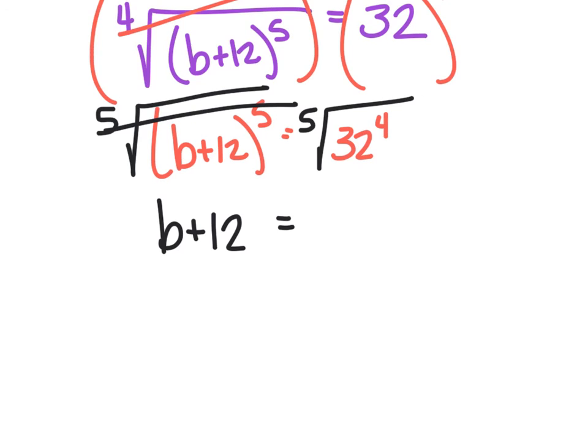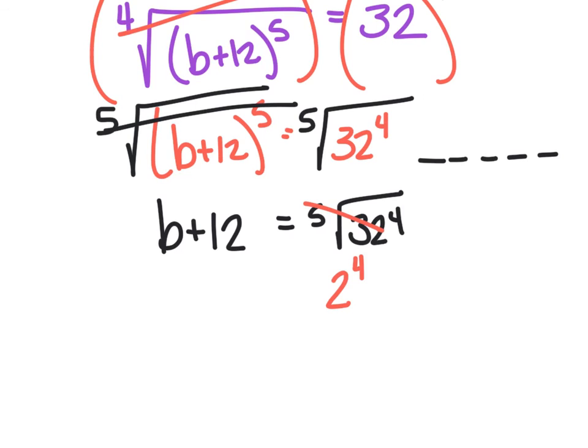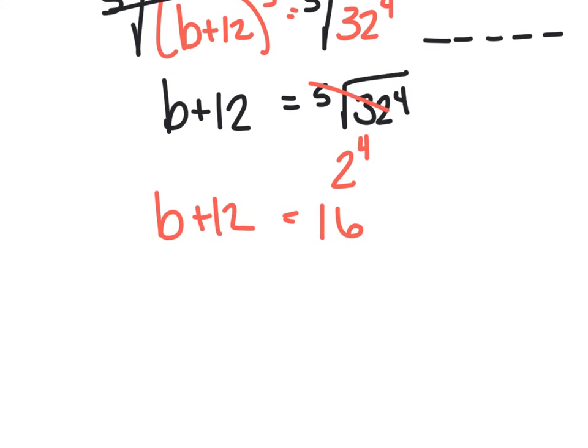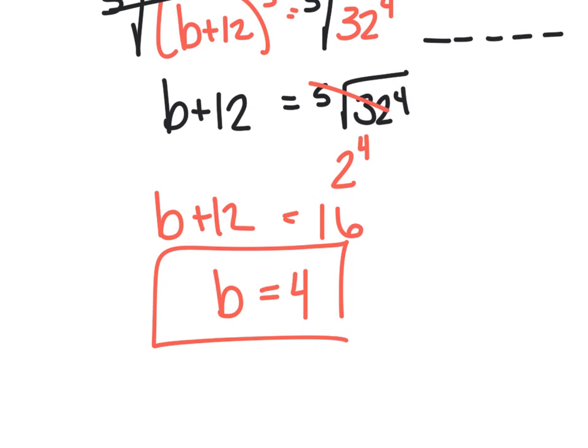Now this one I can do in my head. The 5th root of 32 to the 4th. Again, I don't know the 32 to the 4th, but I do know the 5th root of 32. That just means a number 5 times that gets me 32. Hopefully you're pretty good at those by now, and that's just 2. And 2 to the 4th is 16. So b plus 12 equals 16. Subtract over my 12, and I get b equals 4. And again, a simple check, store it in your calculator, see what happens.